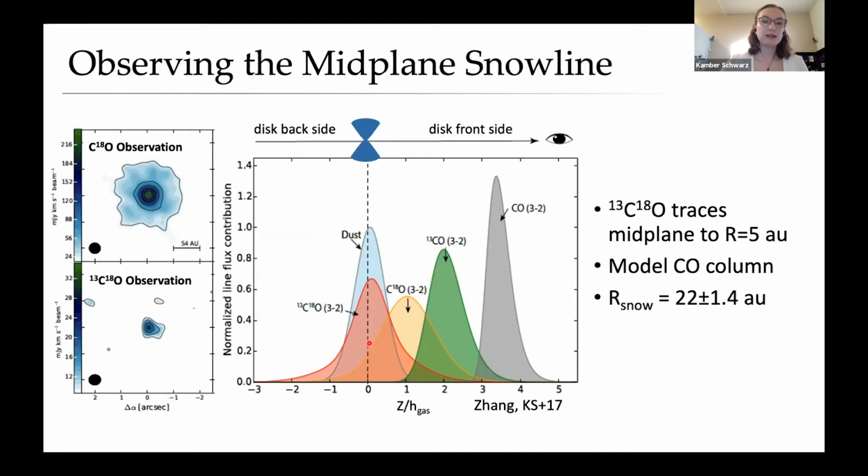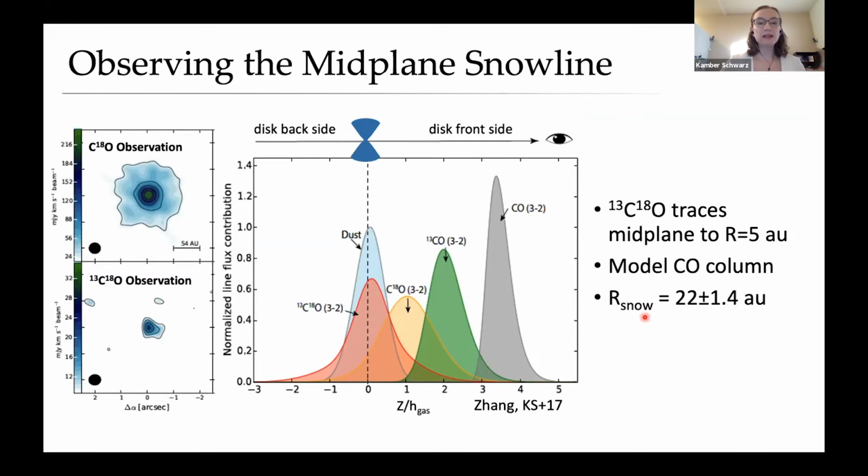We modeled the CO column in the inner disk with our spectral resolution, allowing us to go down to 5 AU, and found a snowline location in the midplane of 22 AU, smack in the middle of where we predicted it would be. So that's for observing midplane snowlines. And in a disk like TW Hydra, which is pretty much face on with respect to the viewer, that's kind of the best that we can do to constrain snowlines.